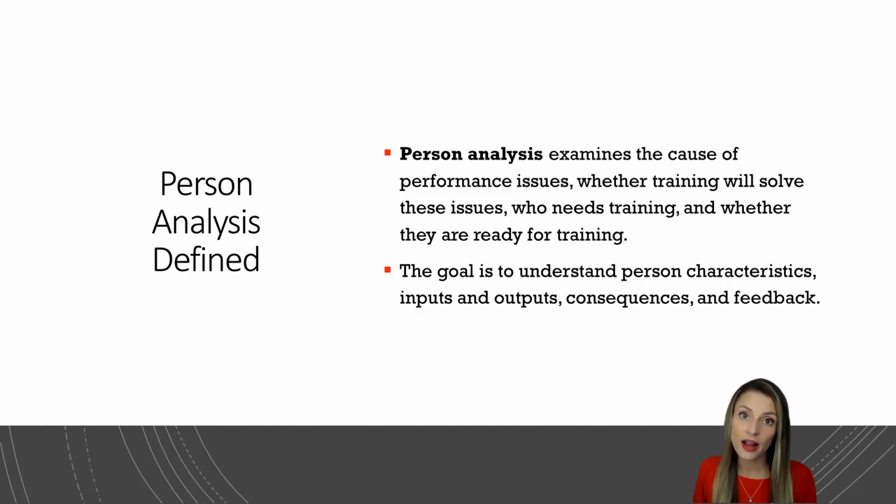We should consider how learning and performance are influenced by person characteristics, inputs and outputs, consequences, and feedback. What is the current status of each of these components, and what do we want them to look like in order to improve performance? Person analysis also involves the identification of who needs to be trained. Everyone, new hires, or maybe top-level leaders.